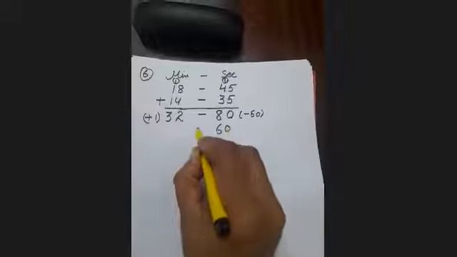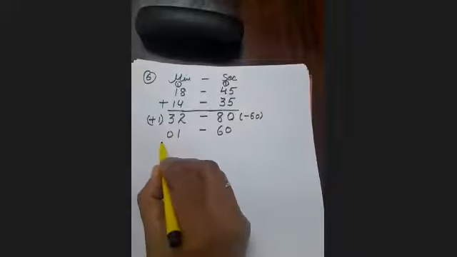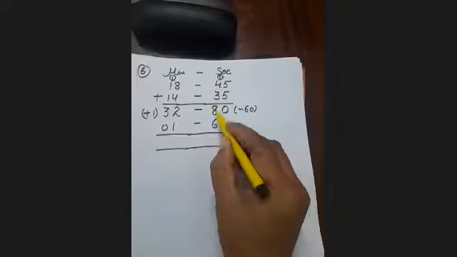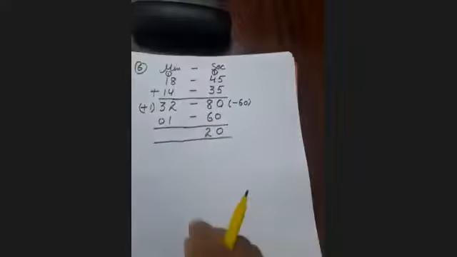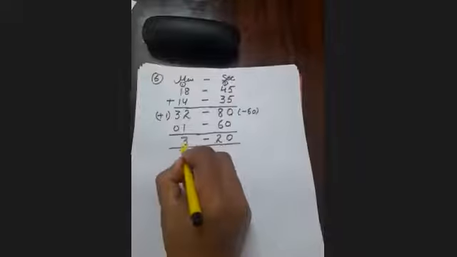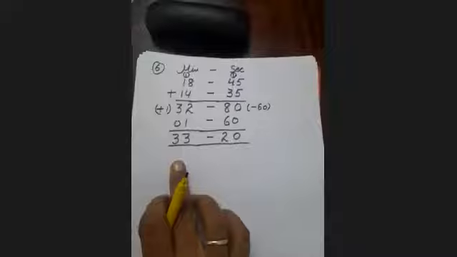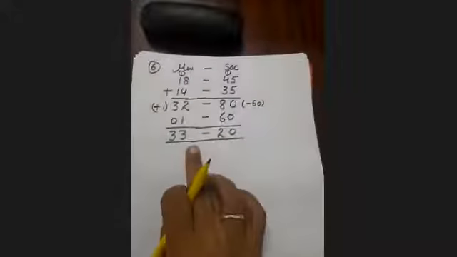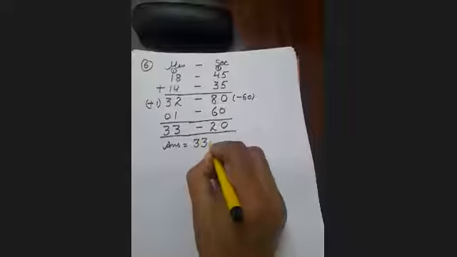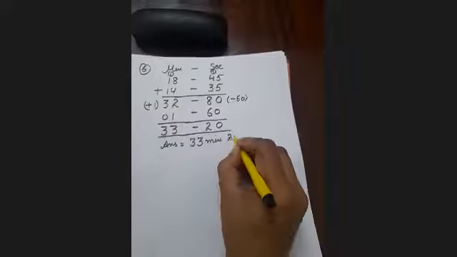Now 80 minus 60, and 32 plus 1. 8 minus 6 is 2. Now, 2 plus 1, 3, and 3. Now, students, we have 33 minutes and 20 seconds. Answer is 33 minutes and 20 seconds. Clear, students?